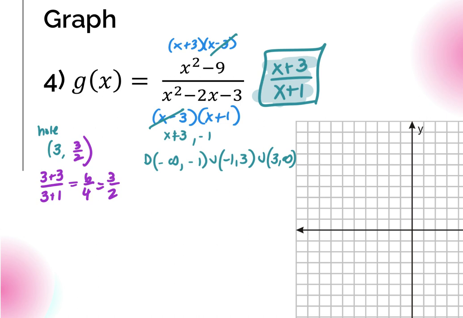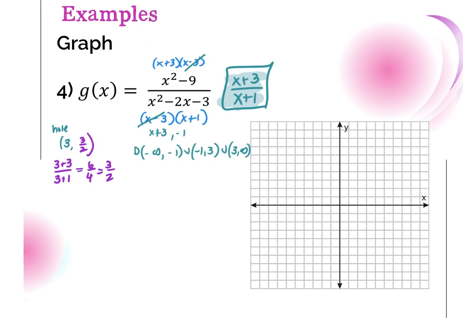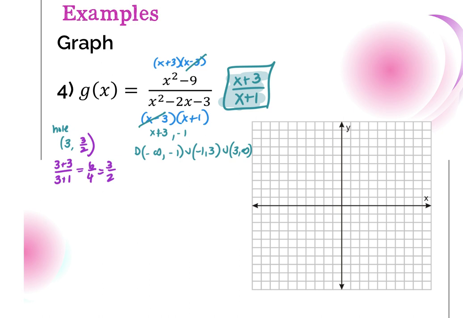Yes? So for the hole, you just plug in the x part of it into the new, updated, simplified one. And remember, a graphing utility will not show you a hole. So there's no hope for that. You can't graph it and look for it. It doesn't appear.